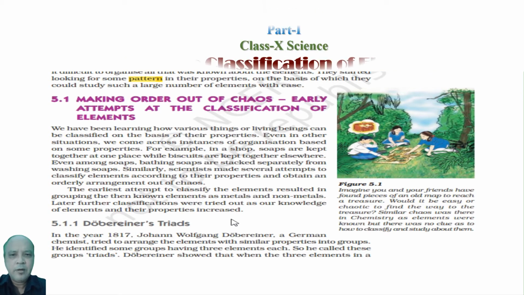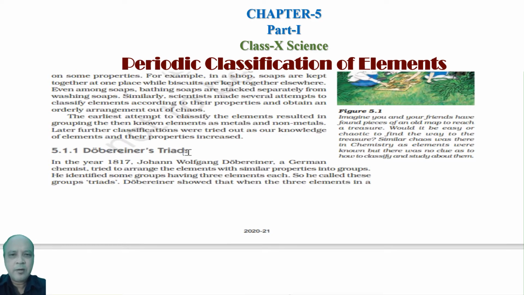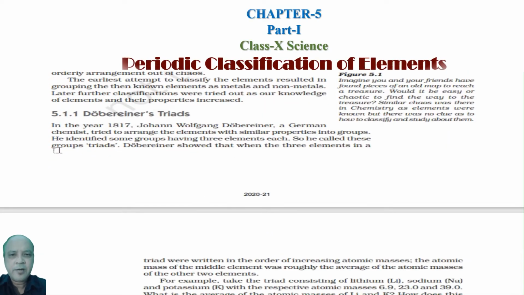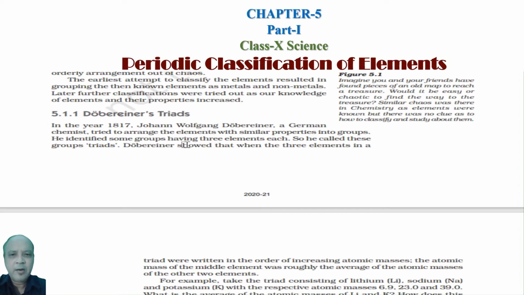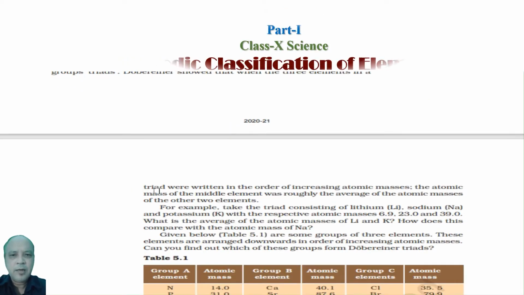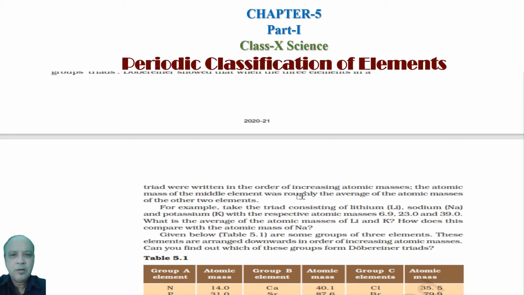The first trial was made by Dobereiner, and it is known as Dobereiner's triad. In the year 1817, Johann Wolfgang Dobereiner, a German scientist, tried to arrange elements with similar properties into groups. He identified some groups having 3 elements each and called each group a triad. Dobereiner showed that when the 3 elements in a triad were written in order of increasing atomic masses, the atomic mass of the middle element was roughly the average of the atomic masses of the other 2.